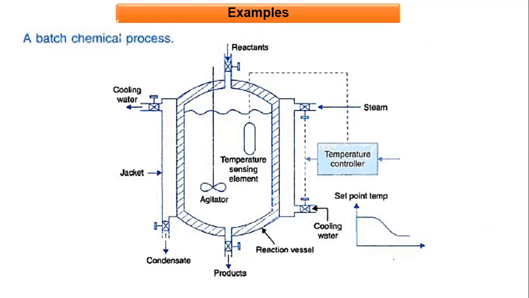Similarly, we have a batch chemical process, wherein let us say some chemicals or reactants are being mixed and some product is being formed, right? We have a stirrer here. The stirrer is used to mix the reactants so that the desired product can be formed. We have a temperature sensing element within the reactor. We have a cooling jacket outside it so that the temperature within the reactor can be controlled, right? So this is also a closed loop control system example, right? All the components are connected here.